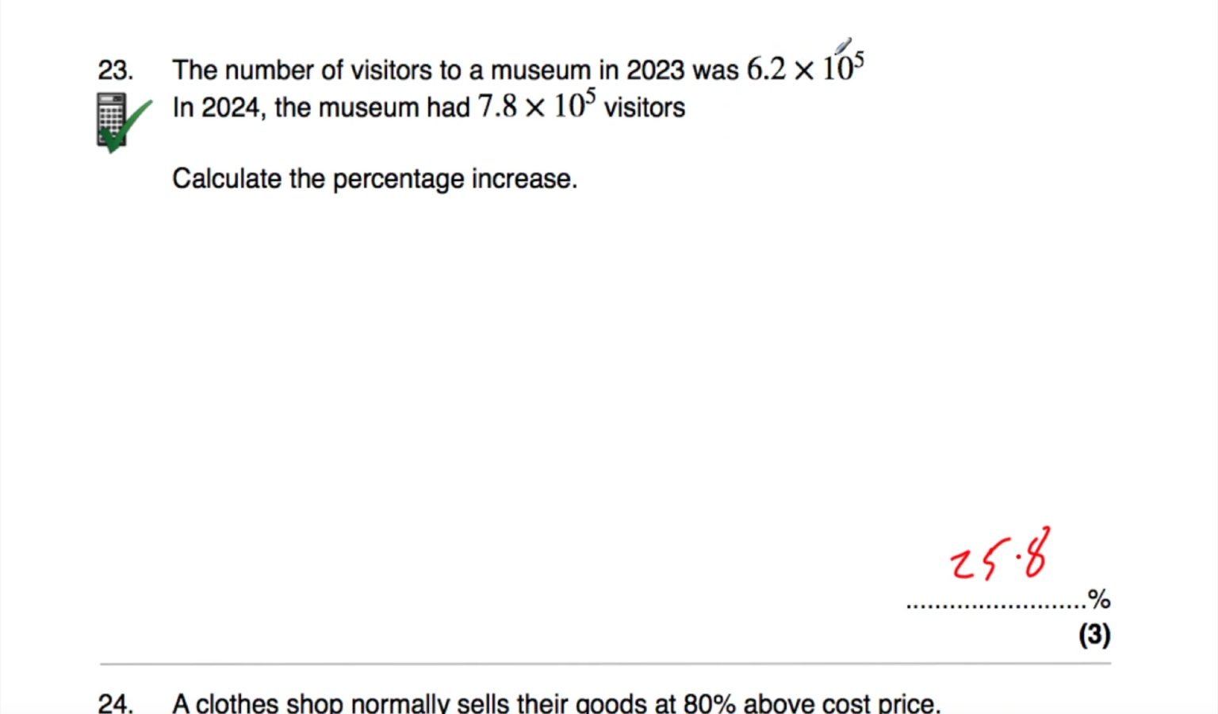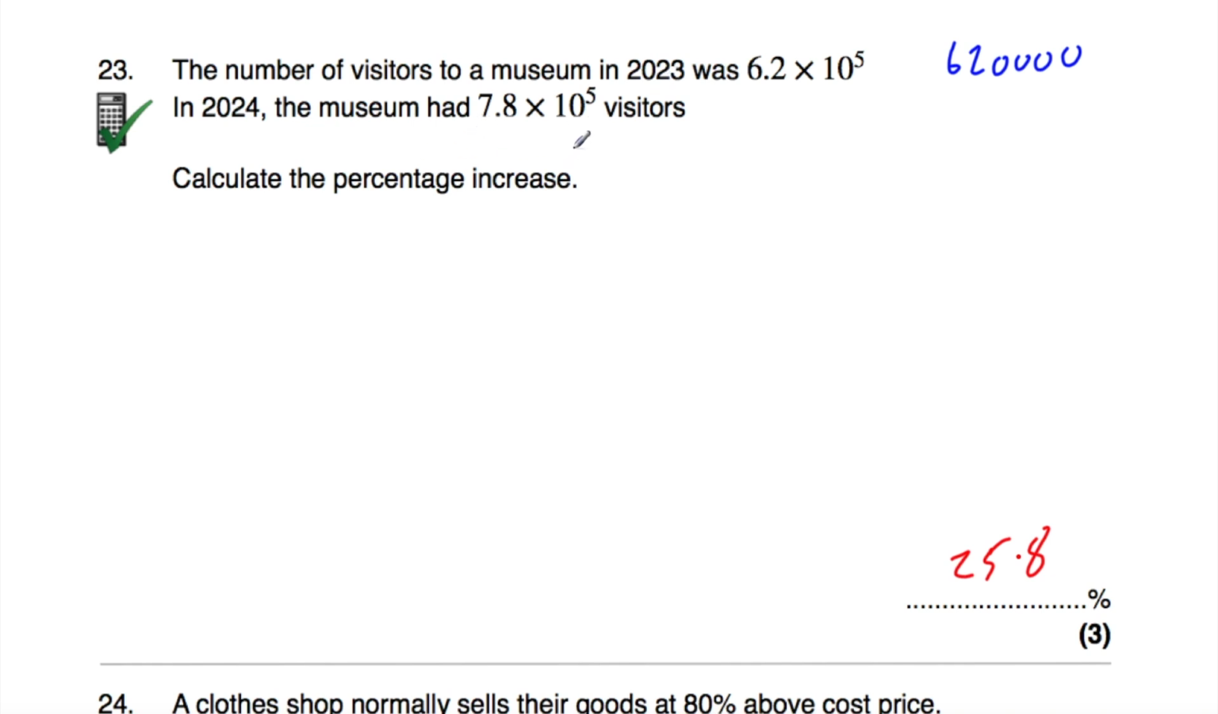Another approach is actually to write them as ordinary numbers. So 6.2 times 10 to the power 5. We're going to move these digits 5 columns to the left. So if we move those digits 5 columns to the left, we'd have 620,000. So the 6 is moved from the 1s into the 10s, then the 100s, into the thousands, into the 10,000s, and then into the 100,000s. So it's moved 1, 2, 3, 4, 5 columns to the left, and the 2 has moved 5 columns to the left as well. So it means that the museum had 620,000 visitors in 2023.